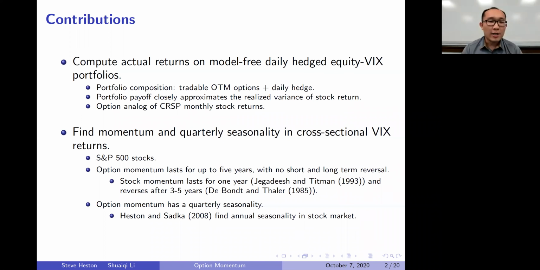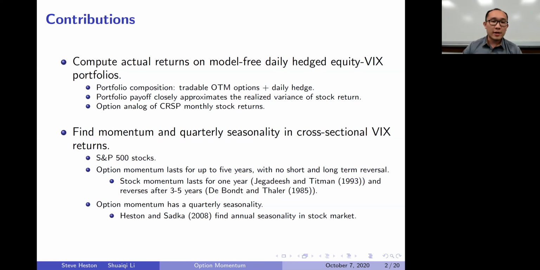Then we apply this technique and compute the VIX return, which is the actual return of the VIX portfolio, for the S&P 500 stocks. Then we look at the cross-sectional VIX return and we find a momentum effect and a quarterly seasonality in the option market. Specifically, we find that the option momentum lasts for up to 5 years, and there is no 1 month short-term reversal and no long-term reversal.